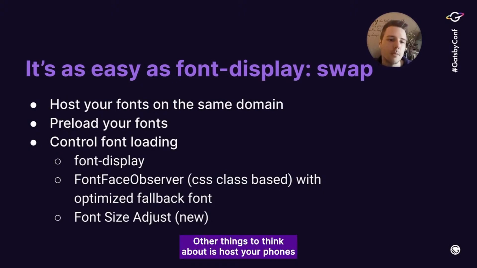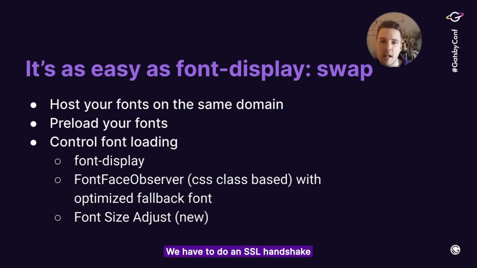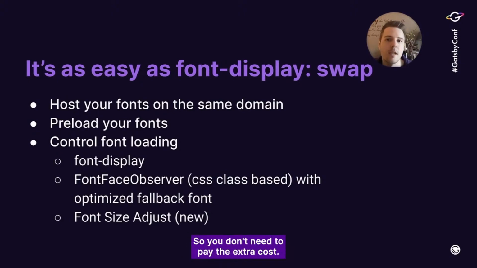Other things to think about: host your fonts on the same domain. Why? If you use Google CDN, you already lost 300 milliseconds. We have to do a DNS lookup, we have to do an SSL handshake to connect to the new domain. If you host it on your same domain, you already did that, so you don't need to pay the extra cost. Preload your fonts. Tell the browser, hey, can you please prioritize these fonts for me? And then another one is control font loading. font-display is one of them, FontFaceObserver is another, and then size-adjust is something new that you can use too. But more about that in a blog post.